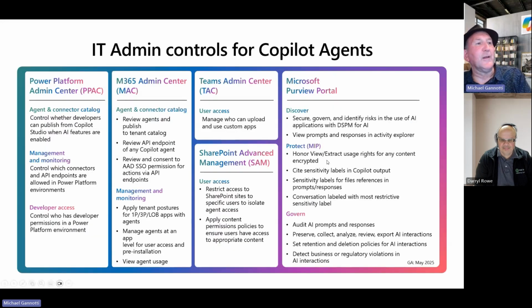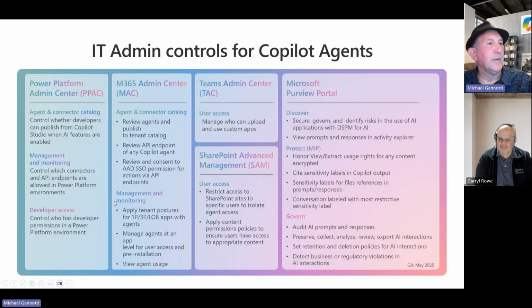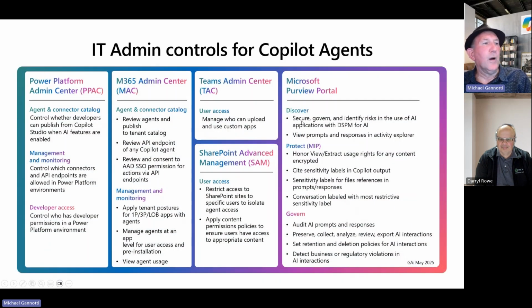And then finally, the very last one, Microsoft Purview. If you have Purview, you have access to a whole range of other things around discovery and protection of data. Sensitivity labels, honoring extract right usage, conversation labels, governance around auditing AI prompts, etc. All this is available through Purview related to Copilot.